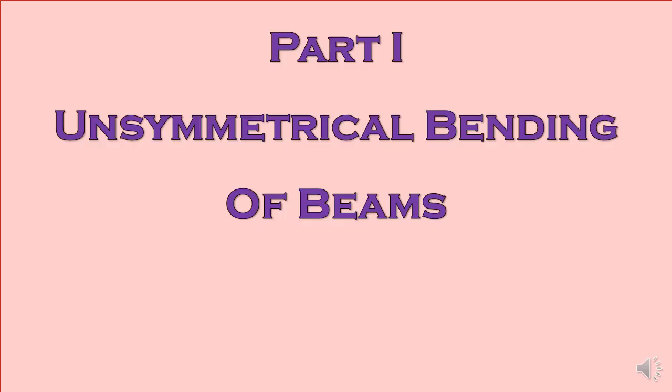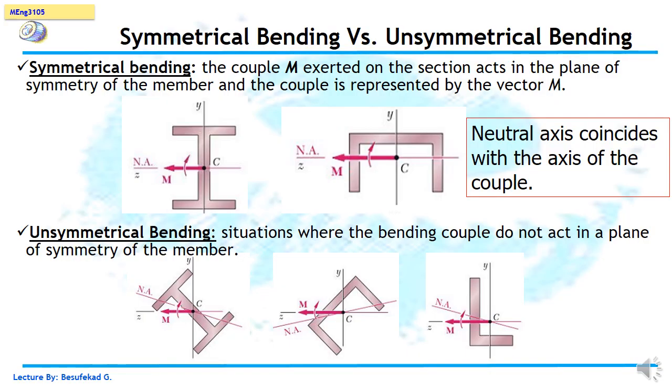So to start, the first topic is asymmetrical bending. Before diving directly into asymmetrical bending, let's first see what symmetrical bending is. You have already covered this topic in the mechanics of materials course as well. What was it? Symmetrical bending is when the couple acts along the plane of symmetry, then we call that kind of bending symmetrical, right?